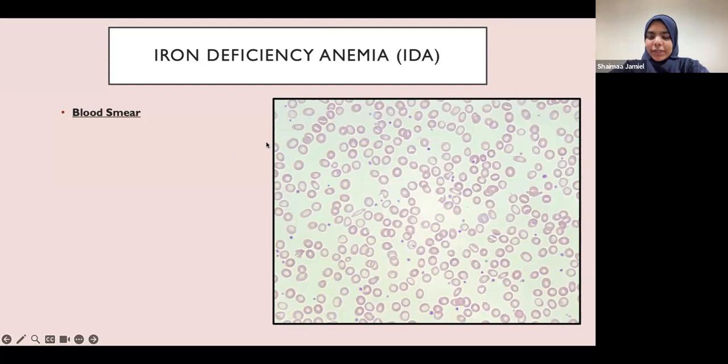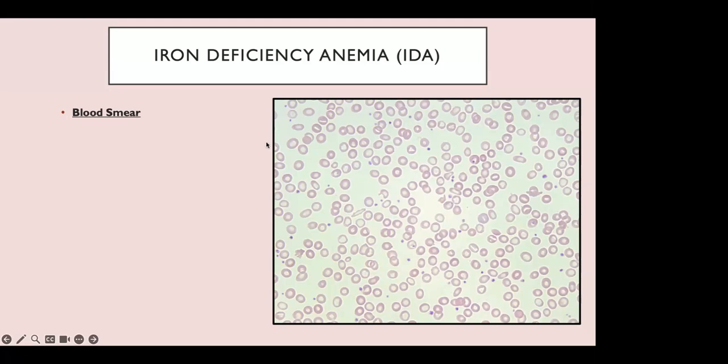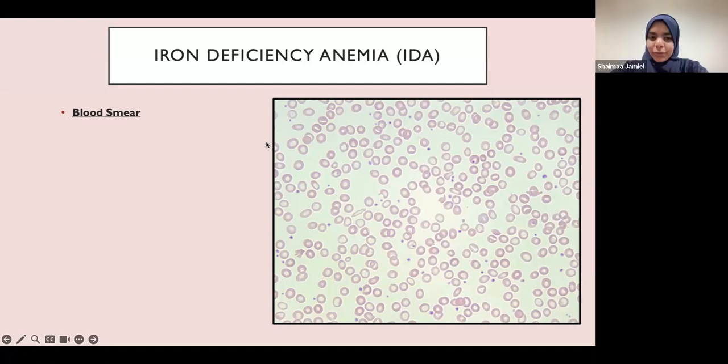Like, how would you describe it? The size, the shapes, the color. Microcytic. Okay. More hypochromic areas. Yeah, hypochromic.